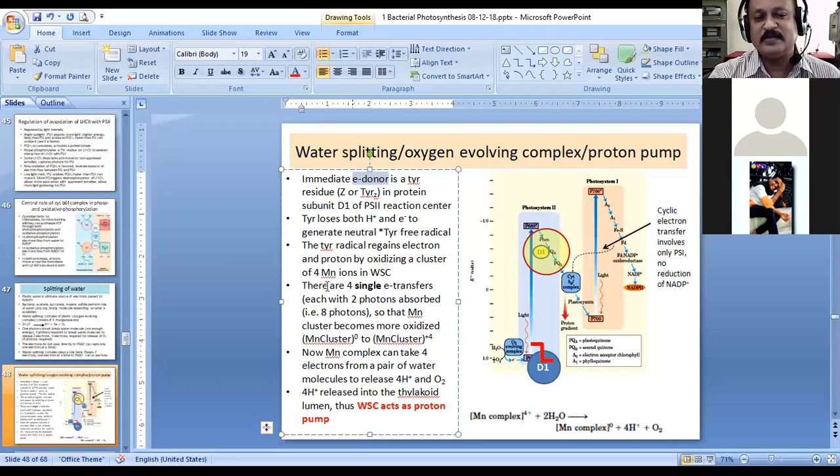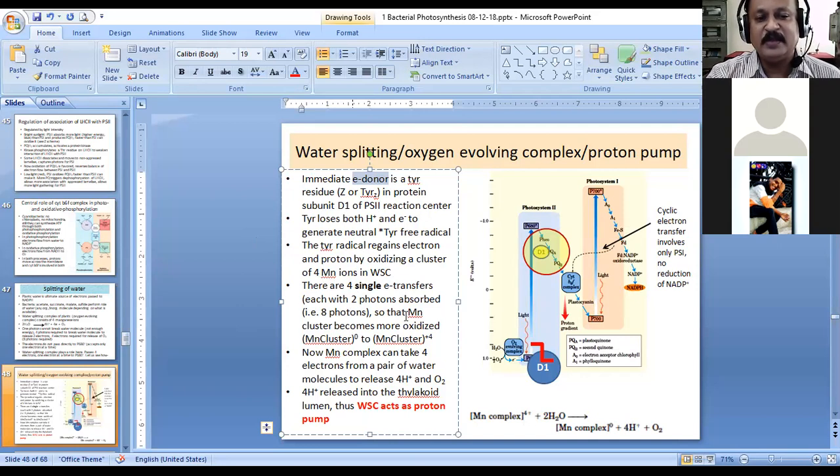So there are sequentially 4 electron transfers, single electrons getting transferred one by one. So that is called 4 single electron transfers. And these 4 single electron transfers will happen because of 2 photons which are absorbed each time. So totally there are 8 photons. We have already seen that 8 photons are totally required for the electron transfer.